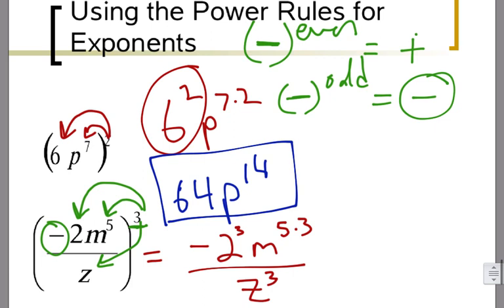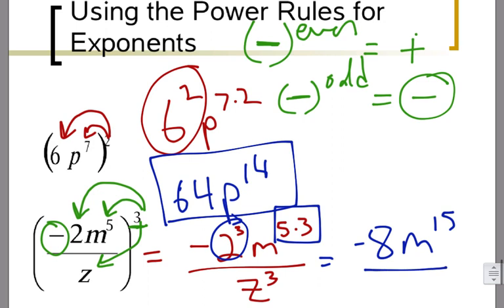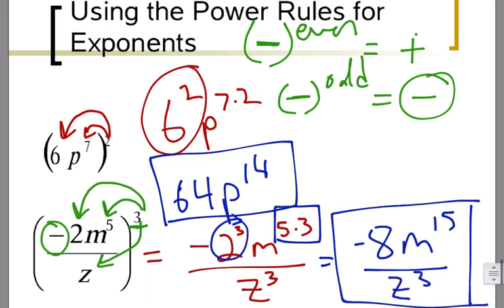And then we need to further reduce to get negative 8, because 2 to the 3rd is 8, m to the 5 times 3, which is 15, over z to the 3rd. And that part didn't change. And that's your final answer for that problem.